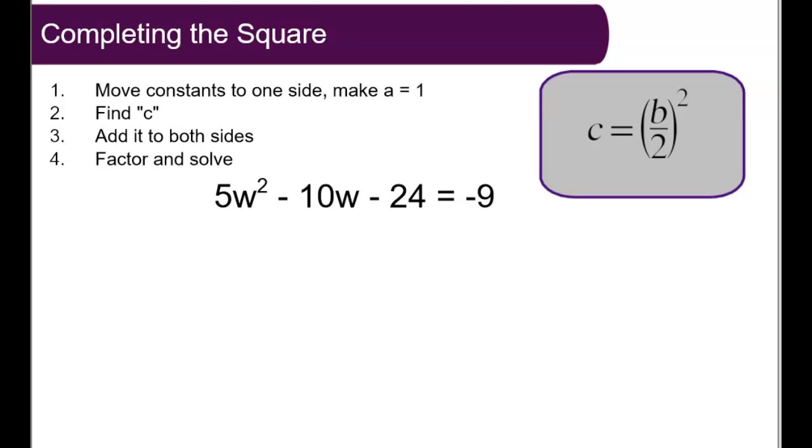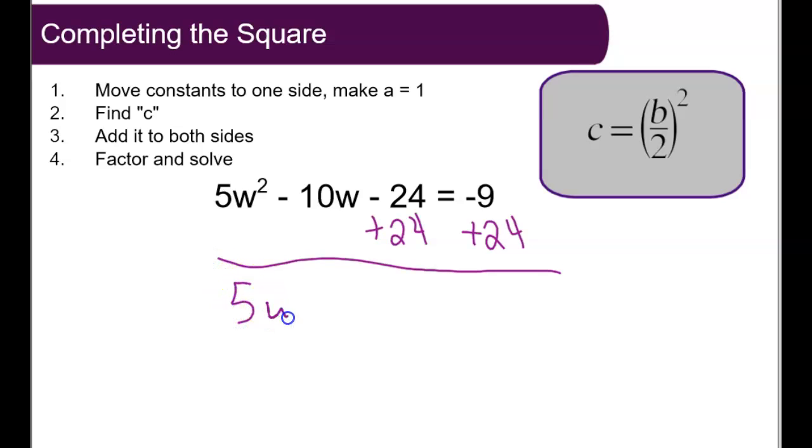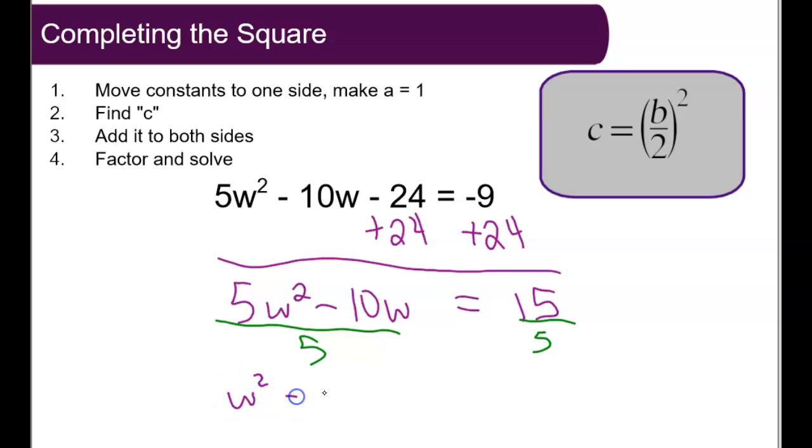Okay, let's complete the square to find out what w is in this problem here. I'm going to add 24 to both sides, get those constants together. I get 5w squared minus 10w. That's going to be equal to negative 9 plus 24. That's equal to 15. Now I want to make a equal to 1, so let's divide everything by 5. I find out that w squared minus 2w is equal to 3.